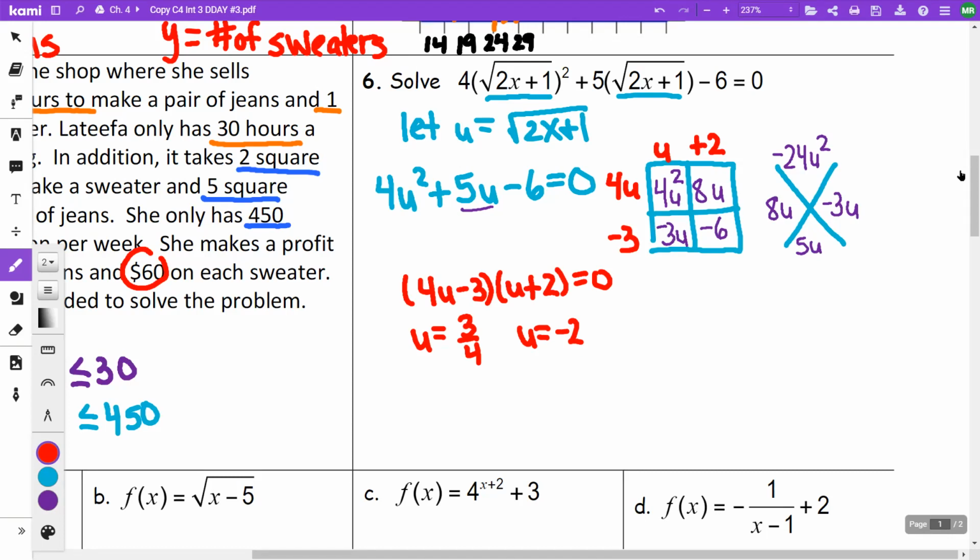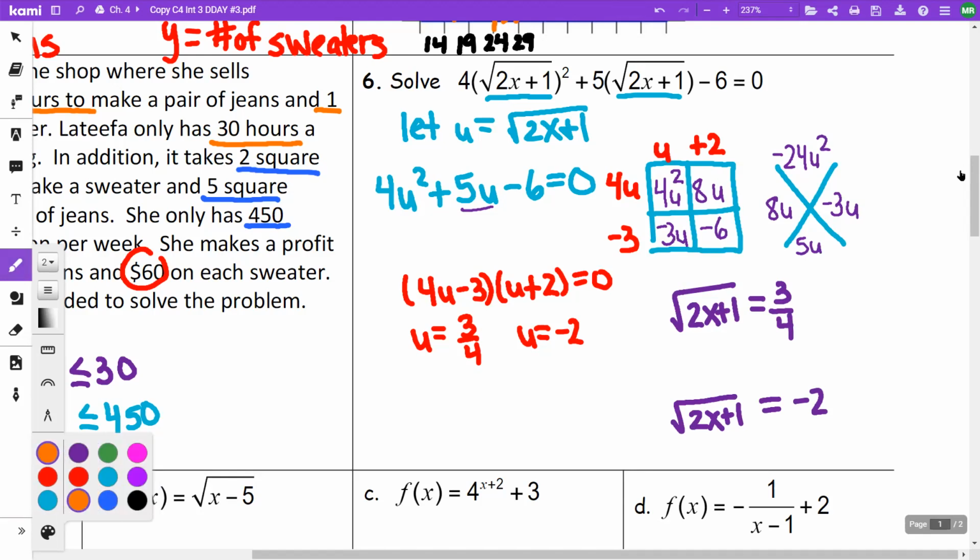So I am going to take the square root of 2x plus 1, which is what u stands for, set it equal to 3/4. I'm also going to take the square root of 2x plus 1 and set it equal to a negative 2. Now, when I set it equal to a negative 2, a principal root cannot be equal to a negative, so this one I'm just going to stop. It's not going to be part of my answer.